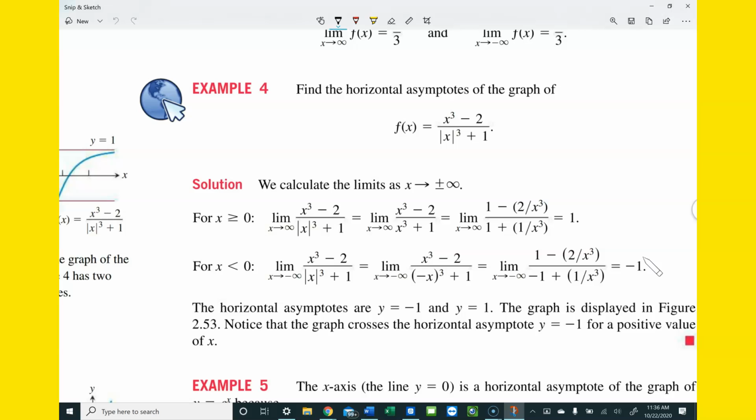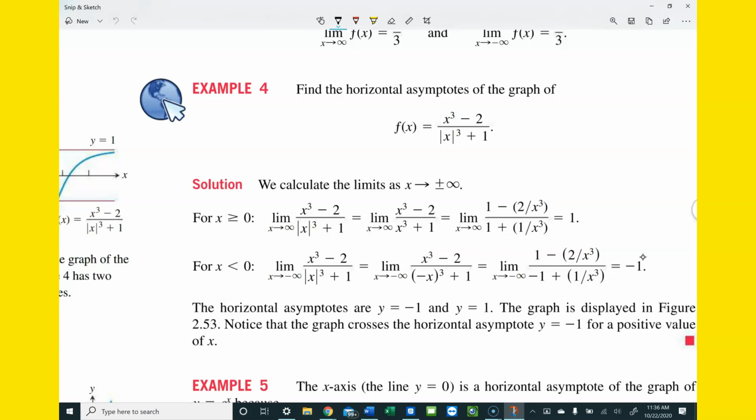Example 4 is not exactly a polynomial because of the absolute value bars there, but it's still going to have a similar result, a little bit similar. We see that the degrees are the same, so we would expect maybe something to happen like the ratio of the leading coefficients, so maybe like 1/1. But because this is not a polynomial, we have to follow the procedure as before. We're going to calculate the limit for positive infinity and see what happens there, and for negative infinity and see what happens there.